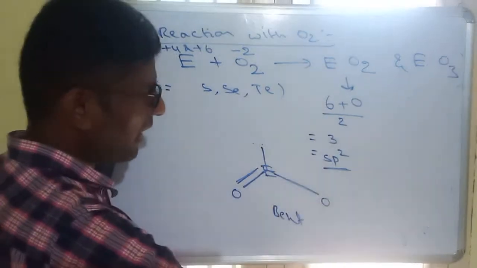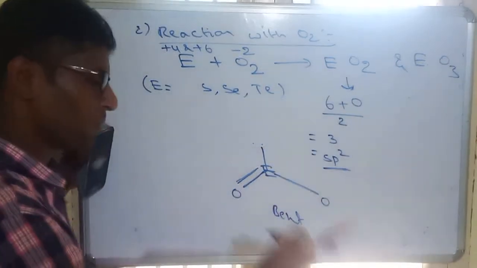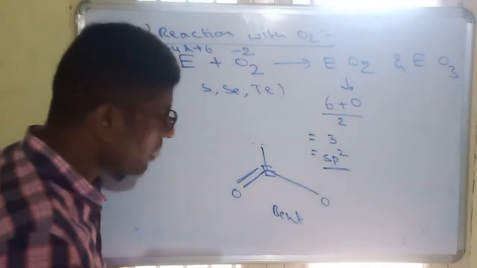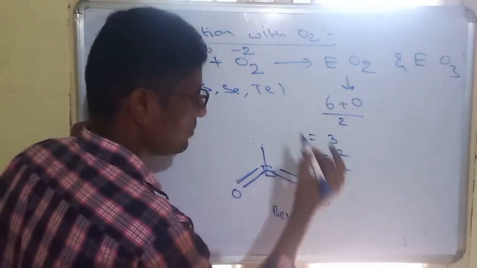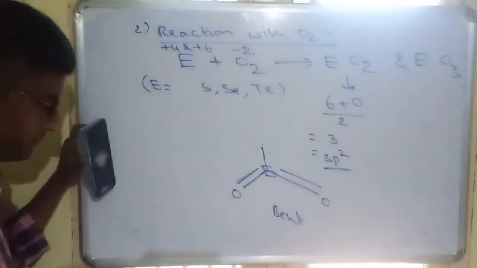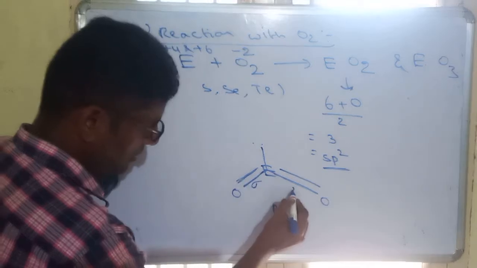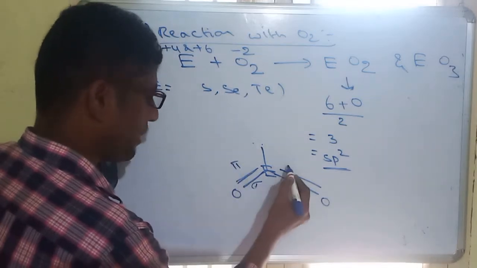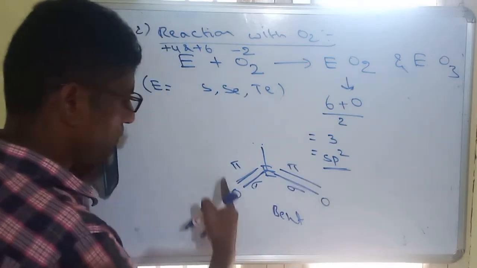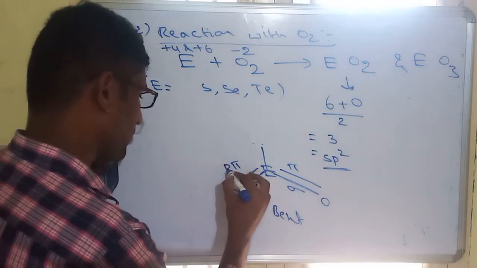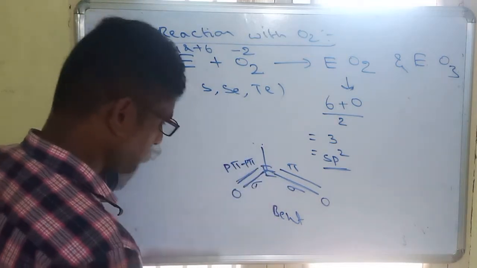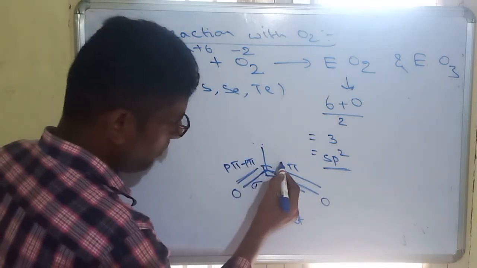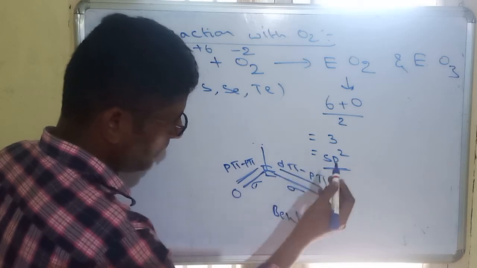Also, the central atom sulfur, selenium, tellurium will contain d orbitals also. They will also form a d pi p pi bond. So sigma, sigma, and pi, pi: one pi is formed by p pi, and another one is formed by d pi p pi.